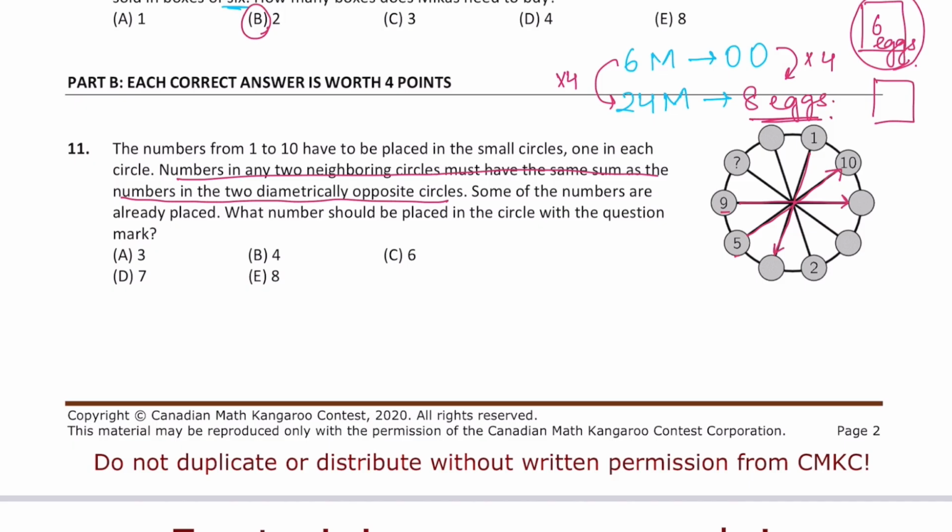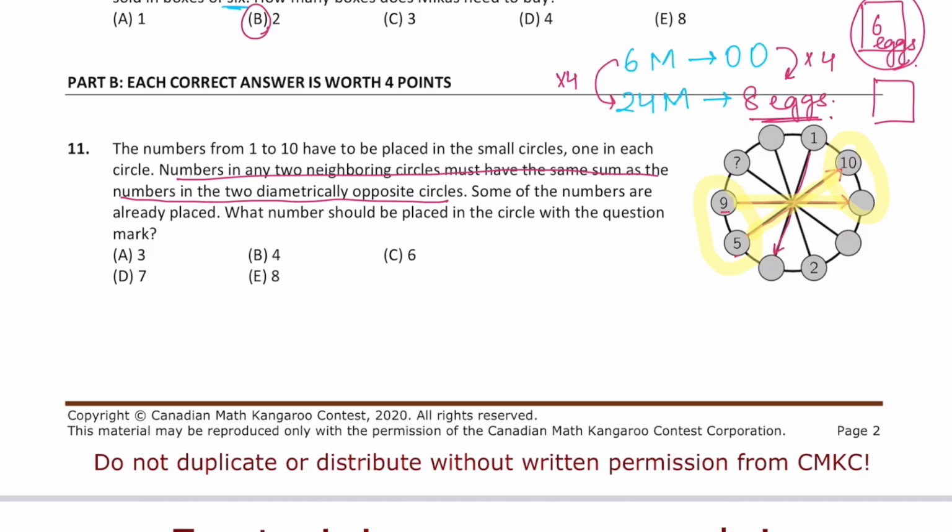Some of the numbers are already placed. What would you place in the circle with a question mark? Now, the condition is that if I have 9 and 5 together, the diametrically opposite to that, opposite to 9 is this, and opposite to 5 is 10. So the sum, meaning adding 9 plus 5, should be equal to adding 10 plus something.